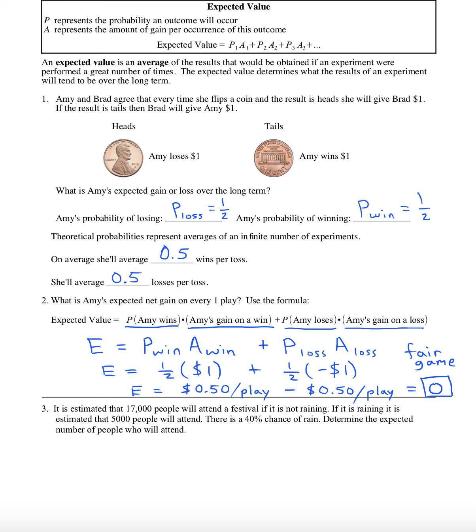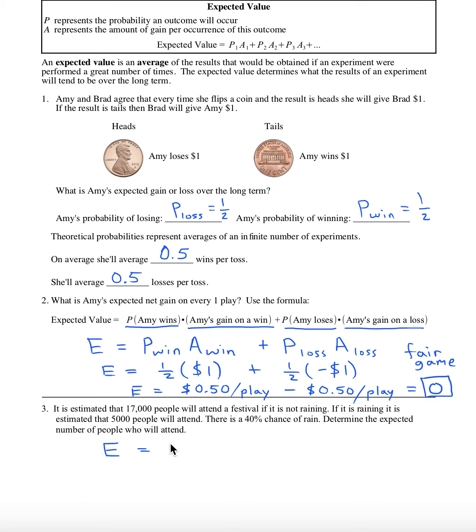So let's look at another application of this formula. But it's important to think about what the meaning of the formula is. It's an average over the long term. But let's say that it's estimated that 17,000 people will attend a festival if it's dry. But if it rains, only 5,000 people are expected to attend. Now let's say there's a 40% chance of rain. Can you find the expected value?